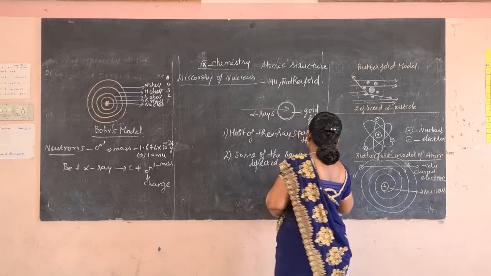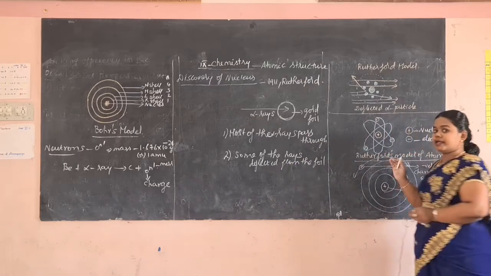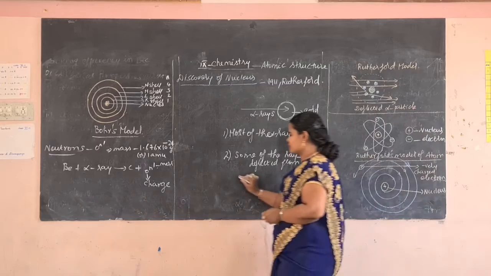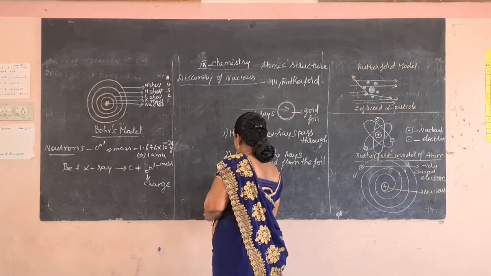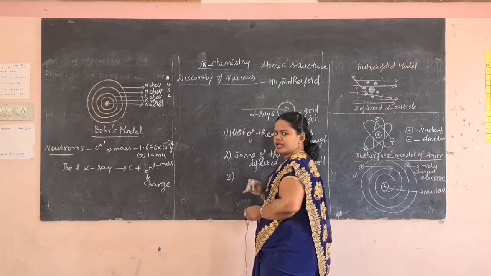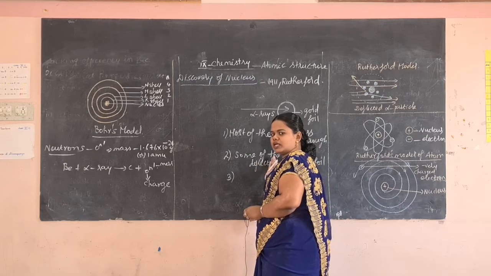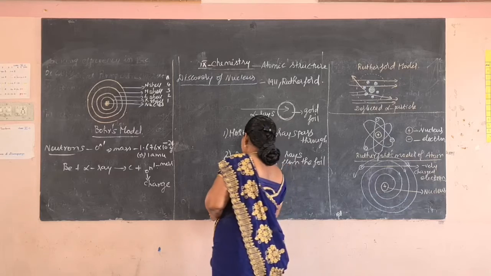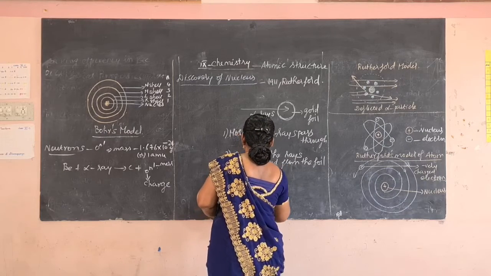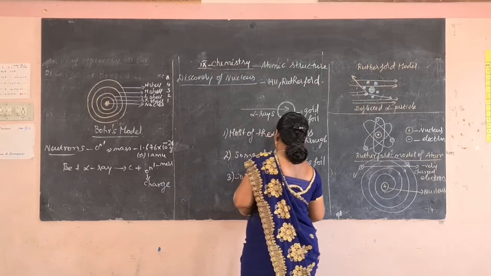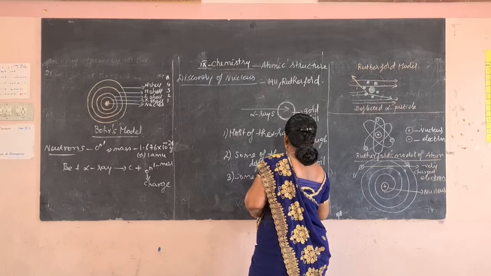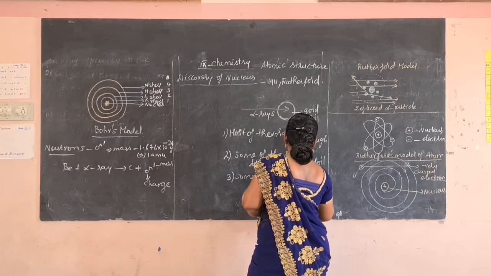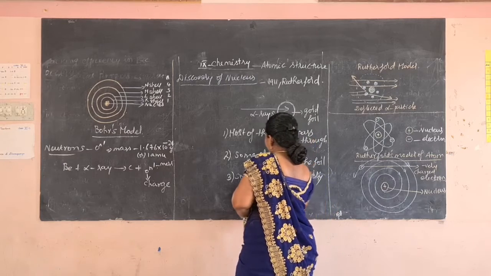And the third observation is that some of the rays completely bounce back from the foil. Without passing through, the rays hit the foil, bounced, and came right back. Some rays completely bounce back from the foil.